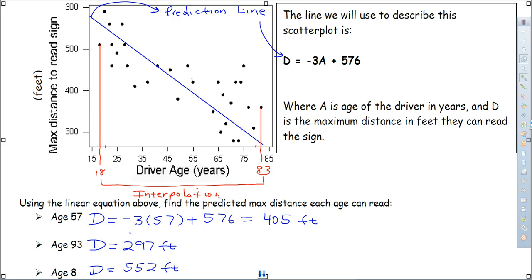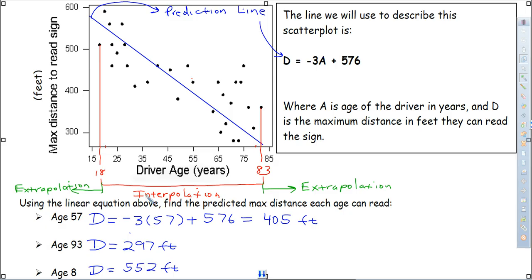And then if we move outside the scope, so if we come past this way, so if we're before the first data point or after, this would be considered extrapolation. And depending on how well the data fits the line or the line fits the data, we may be able to extrapolate a little bit, but we have to realize that we don't know what's going to happen past this point. So we want to be very careful when we're extrapolating.